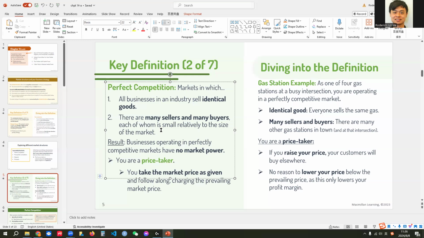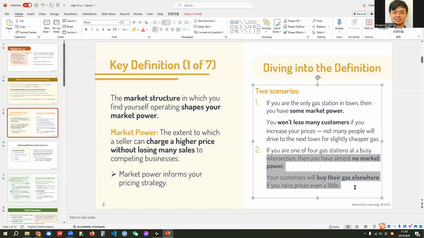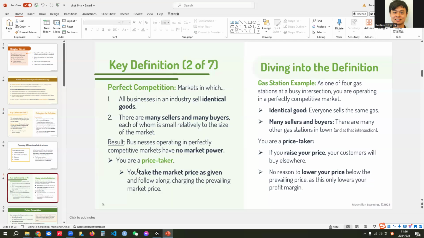The result is that businesses operating in a perfectly competitive market have no market power, and each firm is a price taker. You have no negotiation power. You have no power to determine the price of your product. You have to conform to whatever the market price is, because there are so many alternatives. As illustrated in this example, if you raise your price a little bit higher, what happens? You lose all your consumers because they can easily find a similar, or identical, firm to substitute to.